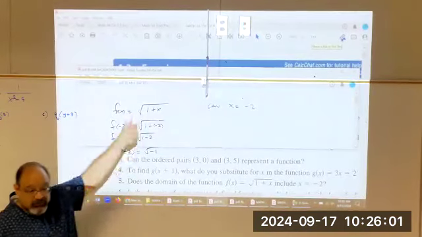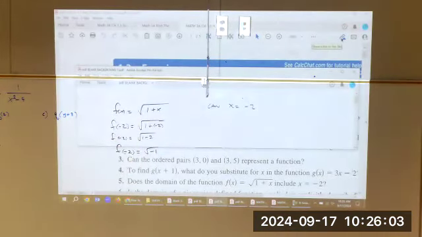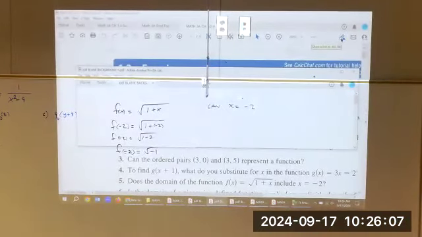Okay. Now we'll cover more questions about domains when we get to the other form problems. So that's all you had to do with fives. Am I allowed to plug in negative? Yes, no.